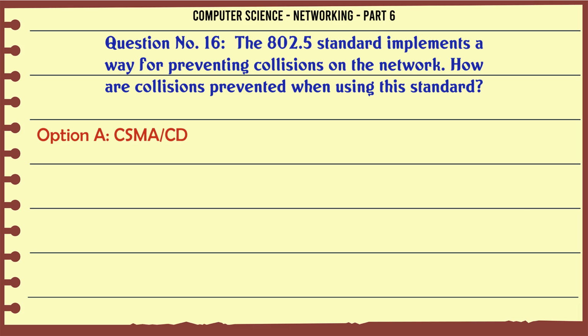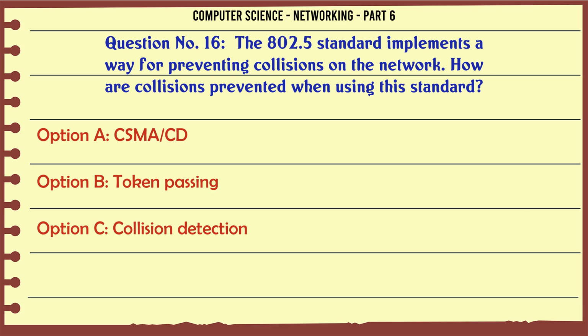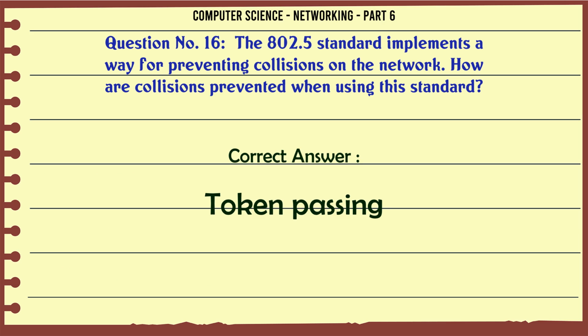The 802.5 standard implements a way for preventing collisions on the network. How are collisions prevented when using this standard? A. CSMA CD. B. Token passing. C. Collision detection. D. Time sharing. The correct answer is token passing.